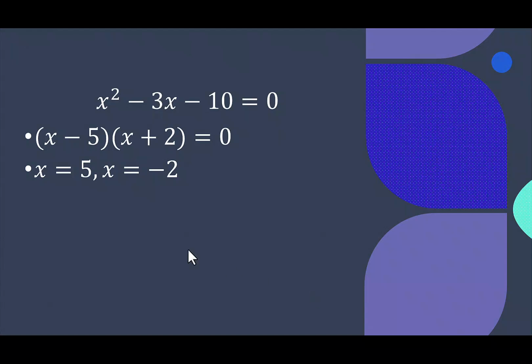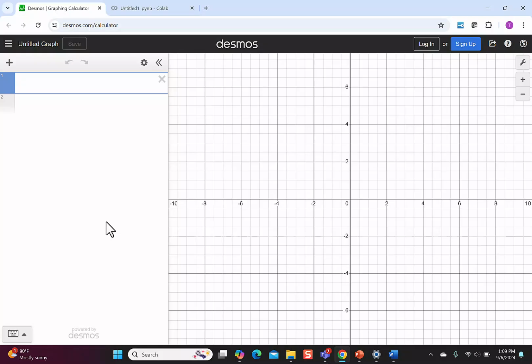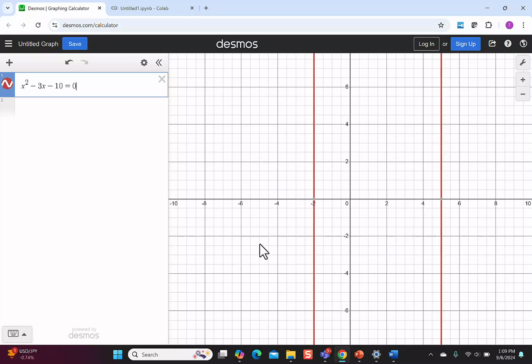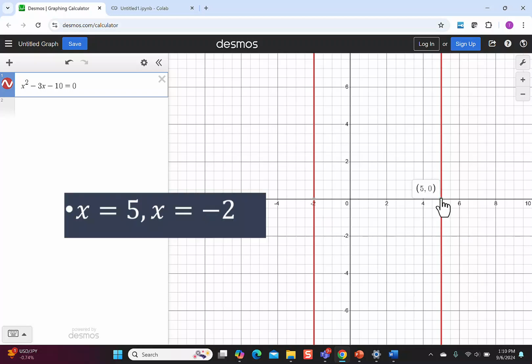If we go to Desmos and enter this equation exactly as we had it to begin, we'll have x squared minus 3x minus 10, and we want to say equal to 0. Notice this shows us two places where it intersects the x-axis, at x equals negative 2 and x equals 5, which are our two solutions, so we know that we did it right.